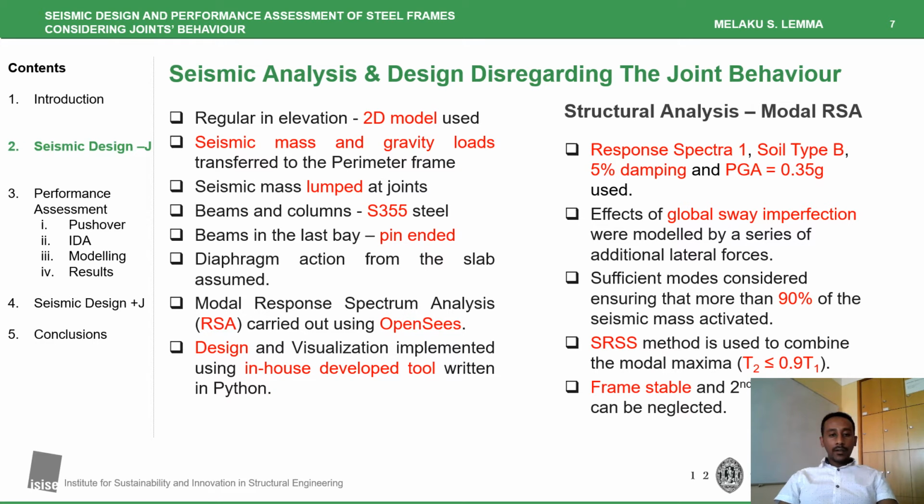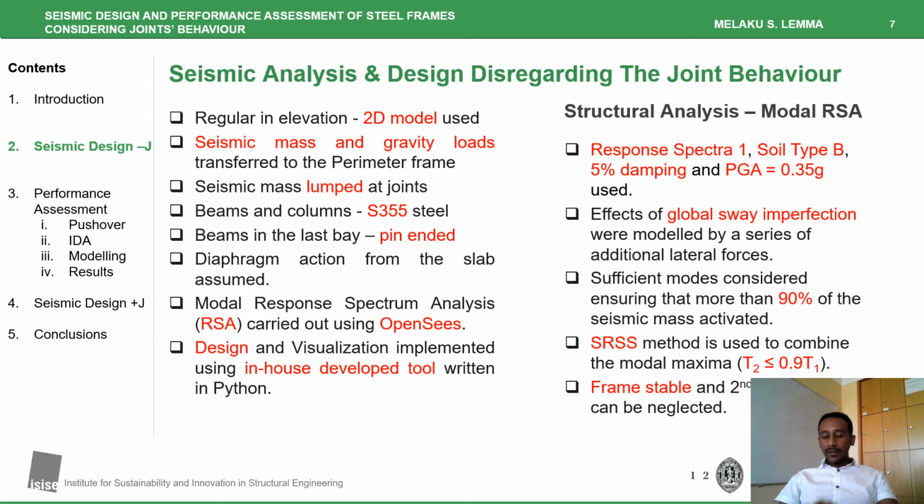Given the regularity in elevation, 2D models have been used, and seismic masses and the gravity loads were transferred to the perimeter frame, while seismic masses were lumped at the joints. A material grade of S355 was used for all elements. Like I said, the last bay was modeled as pin-ended. The beams in the last bay were modeled as pin-ended. A modal response spectrum analysis was carried out in OpenSees, and the design was carried out with an in-house developed tool written in Python.